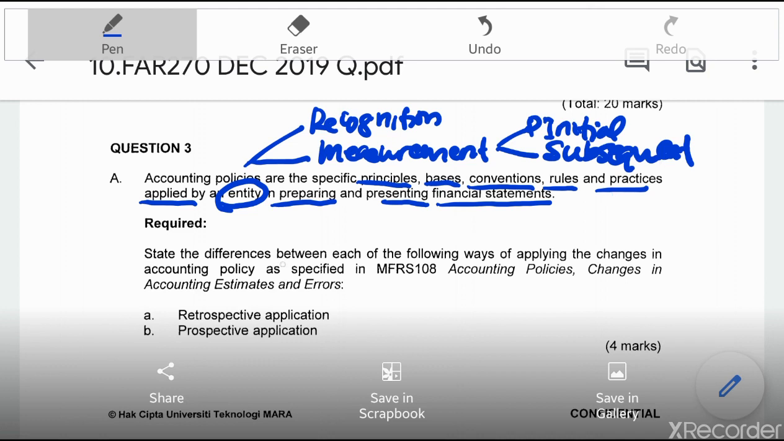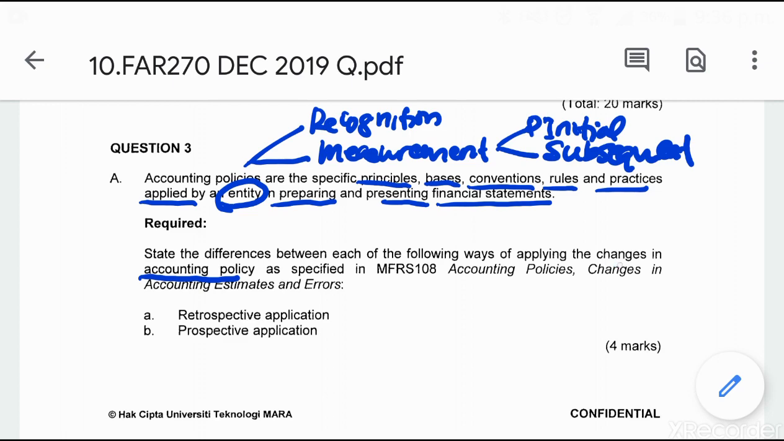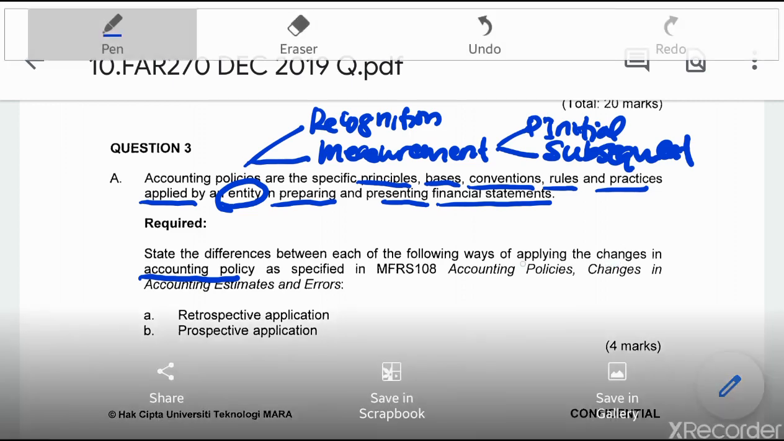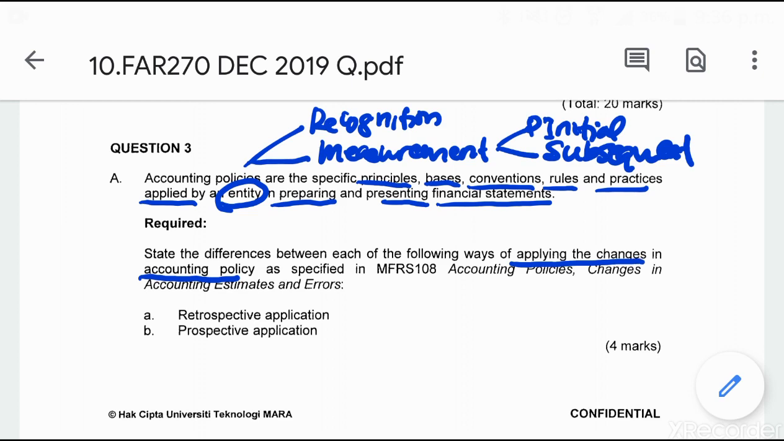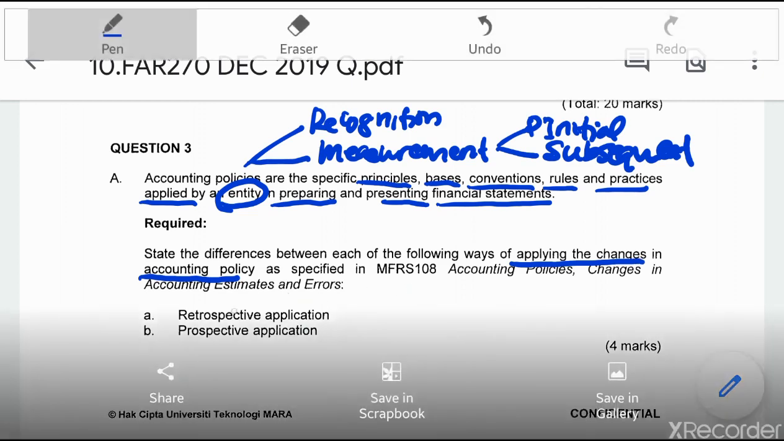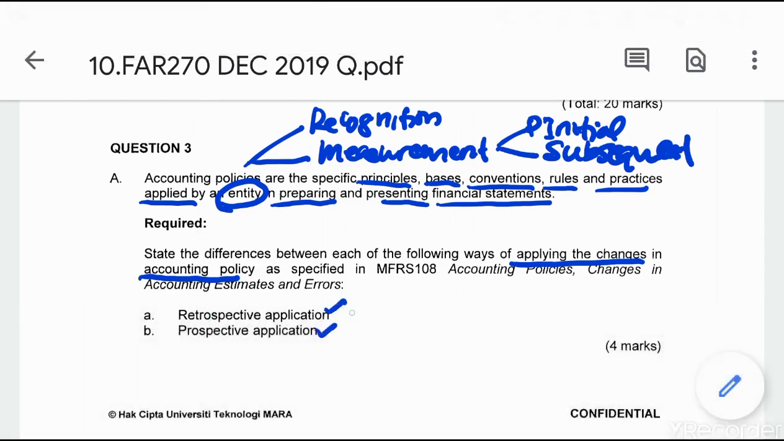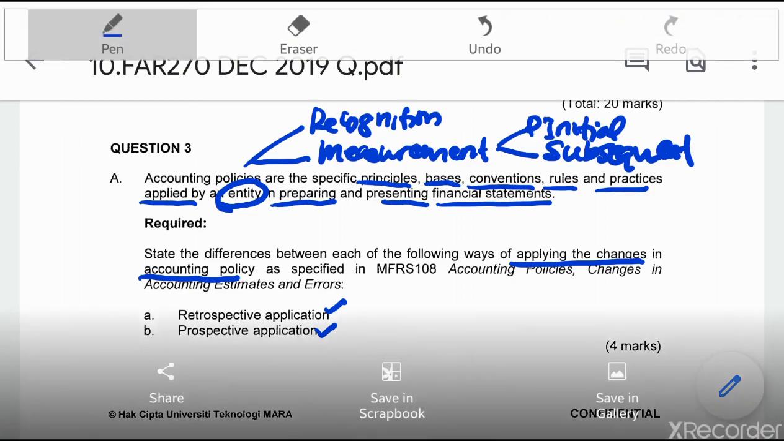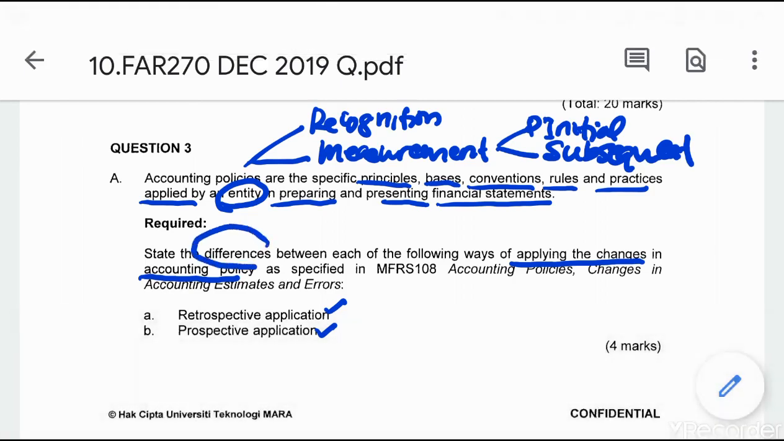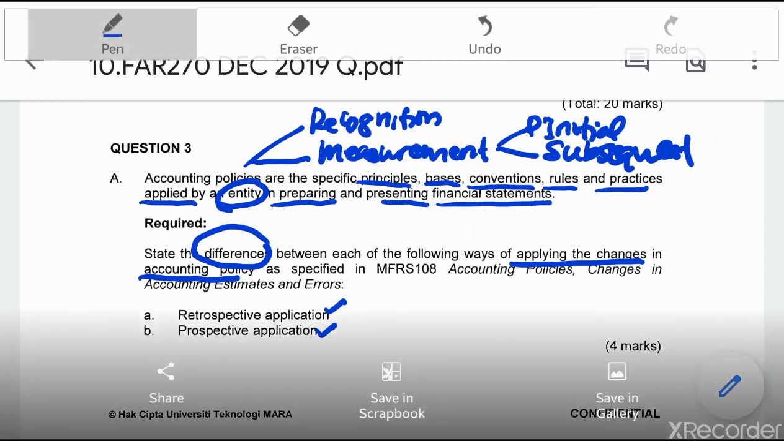So you are asked to state the differences between each of the following ways of applying the changes in accounting policy. If you were to do the accounting treatment, applying the changes, you can either adjust it retrospectively, retrospective application, or prospective application. So what you are asked to do there is to state the difference between these two applications or the two adjustments. So remember, they are either adjusted retrospectively or adjusted prospectively.